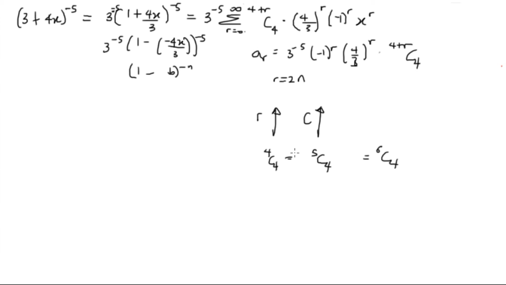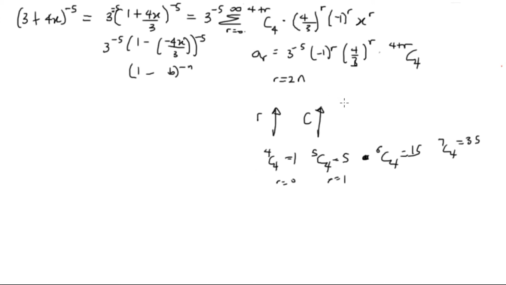4 combination 4 is 1. 5 combination 4 should be 5. 6 combination 4 is supposed to be 15. And if I have 7 combination 4, that's supposed to be 35. So this is the point where r is 0, r is 1. As the r value increases, the combination increases.